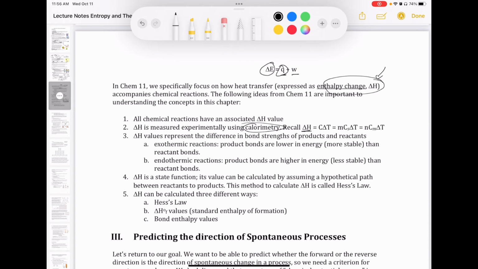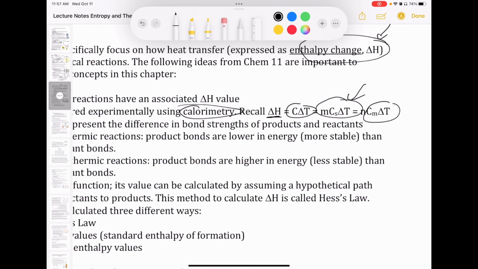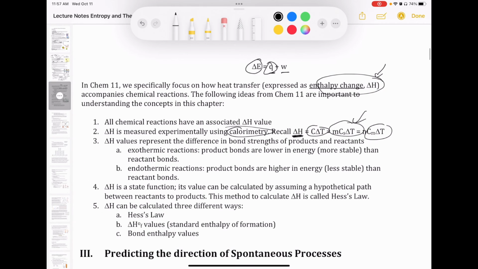The delta H is obtained by any one of these three equations, but the one that you're most familiar with is probably that one right there. It's MCS times delta T, and using that you get your delta H, and that delta H represents the heat that is being either absorbed or released by that reaction under constant pressure.